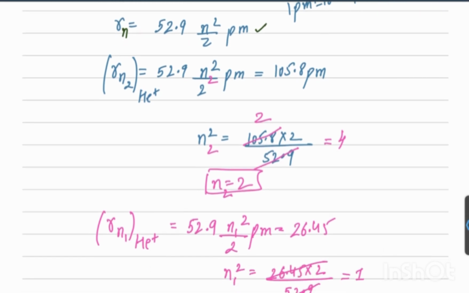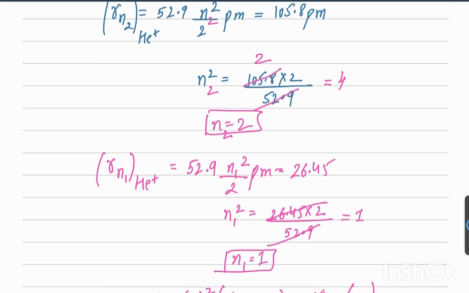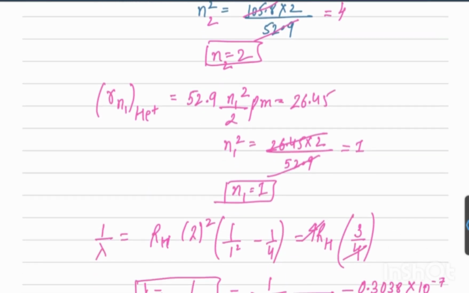Second orbit is the orbit, and r n1 for helium plus will be 52.5 n1 square by 2 picometer, which is 26.45. So from that we can get the lower level for the transition, which is 1. Now we know the higher level is 2 and lower level is 1. Now transition happens from 2 to 1.